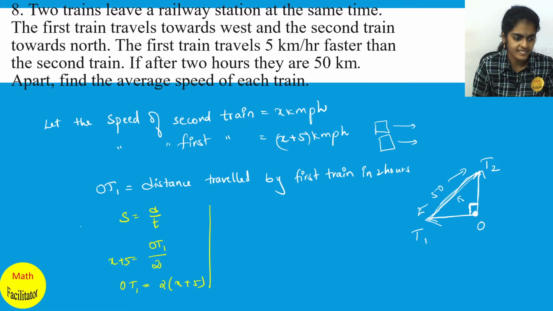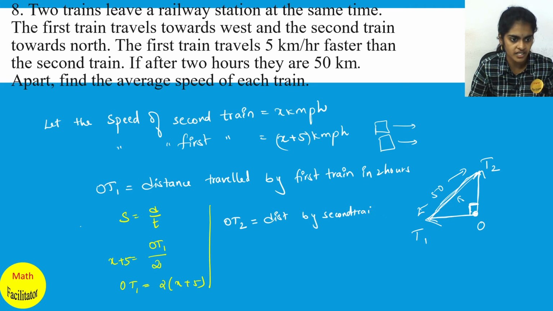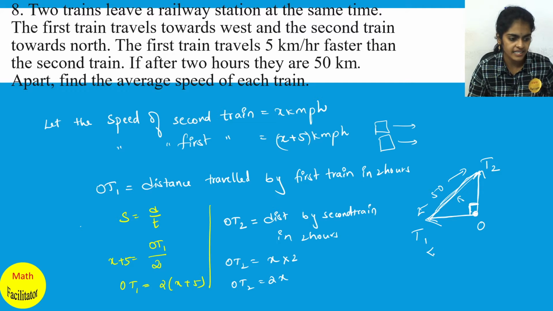And similarly, if I have to calculate OT2, OT2 is the distance traveled by the second train. The second train is going in which direction? In the north direction. Distance traveled by the second train in how many hours? In 2 hours. So again, distance traveled I can write as speed into time. Speed of the second train is x kilometers per hour into time 2, so OT2 is 2x. Now OT1 is 2 into x plus 5.